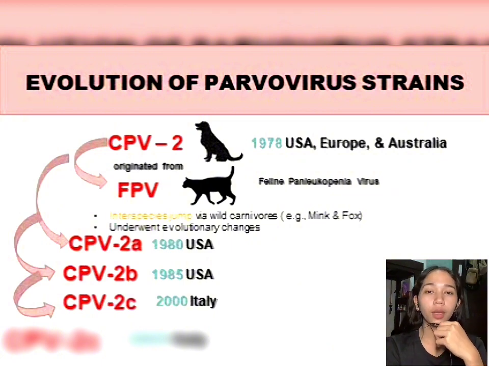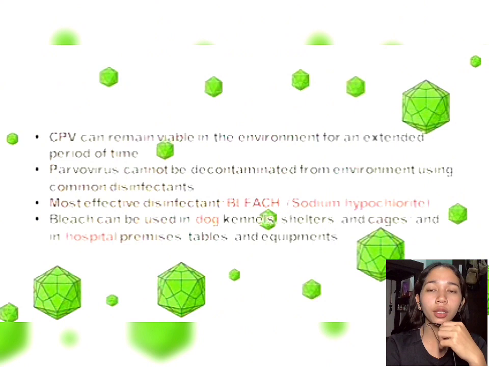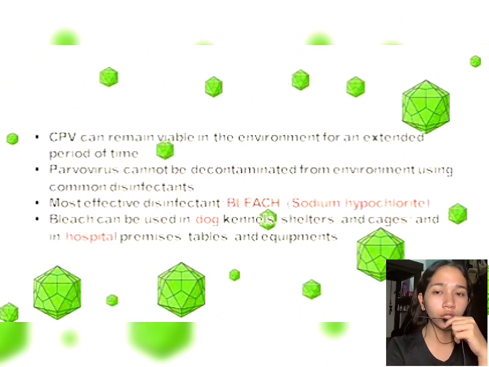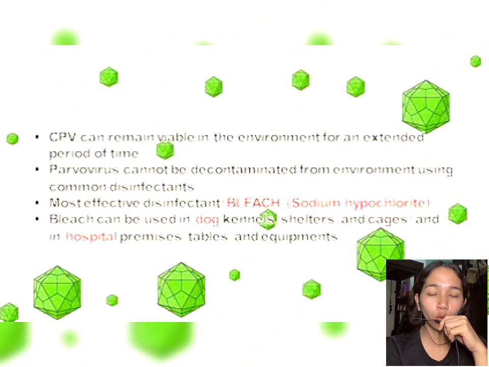Canine parvovirus can remain viable in the environment for an extended period of time. Parvovirus cannot be decontaminated from the environment by using common disinfectants. The most effective disinfectant against parvovirus is bleach, which is sodium hypochlorite. This disinfectant can be used in kennels, shelters, or cages, and in hospital premises, can be used on tables and equipment before use. Other common disinfectants will not be effective against this virus. The same concepts can be applied in homes.